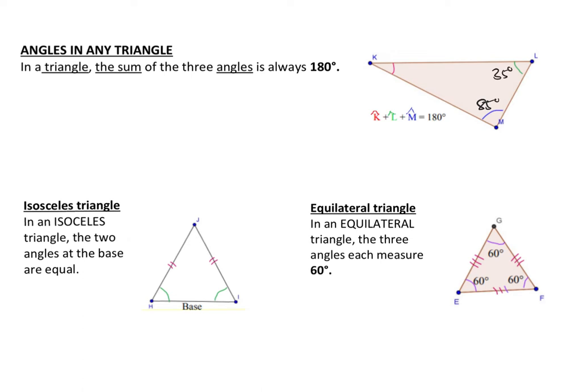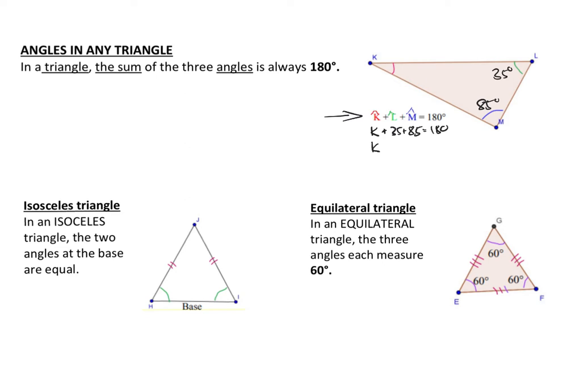So the first line you would write is this one here. K plus L plus M equals 180. Then you would put in the numbers and letters from the actual question. So we've got K is the thing we're trying to find, plus L, which is 35, plus M, which is 85, and that equals 180.